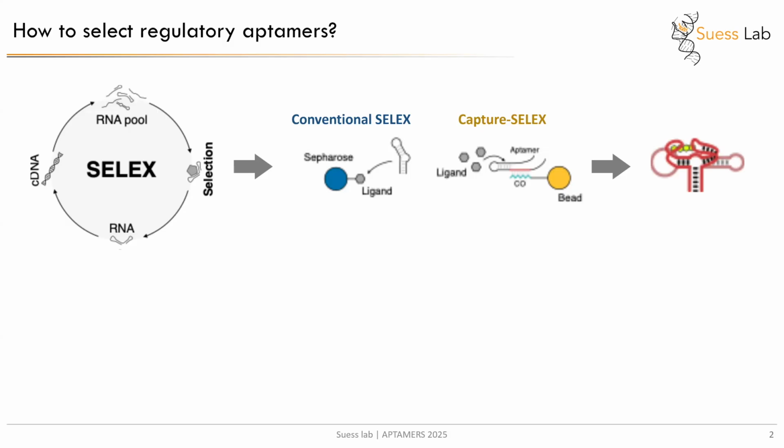So, but how do you get your regulatory RNA aptamer? You perform SELEX. And when you look at SELEX methods, you either have conventional SELEX, where you couple mostly the ligand to something, and then you incubate your RNA pool with this immobilized ligand, and then you elute your RNA.